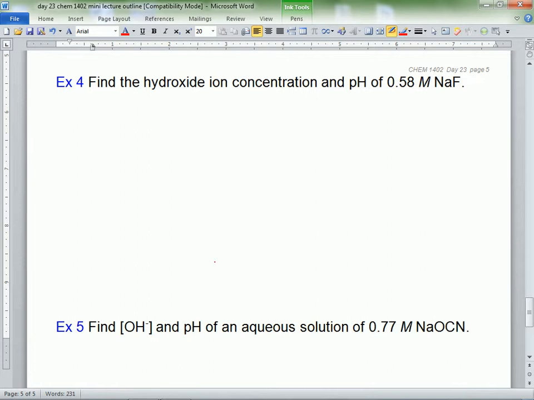Find the hydroxide ion concentration. So now we're given 0.58 molar sodium fluoride. We want to know what the hydroxide concentration is and the pH of this solution.